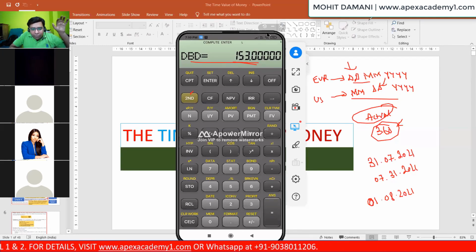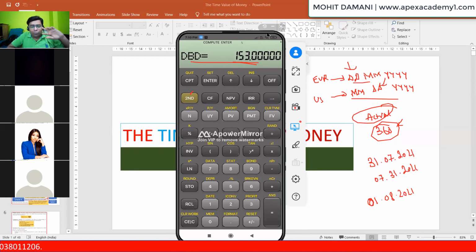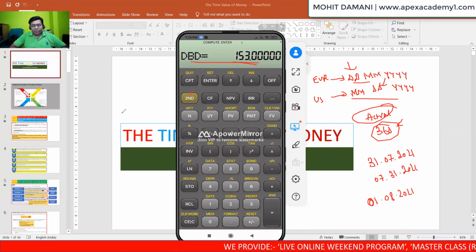How can you switch from actual to 360? I have shown that. You can press second and then enter. Now moving to the next function, that is the ICONV function. ICONV means interest conversion.